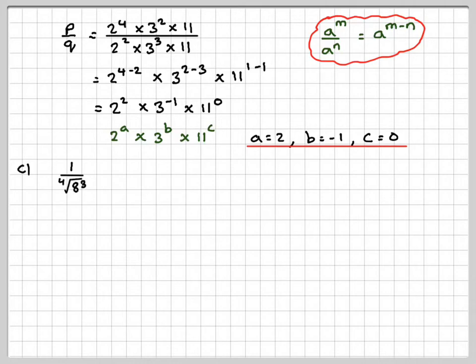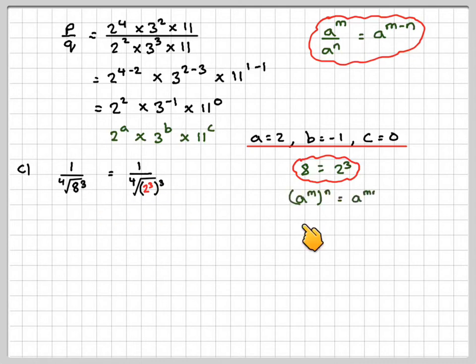Now the final part, we've got 1 over the fourth root of 8 cubed. We've got to express it as a power of 2. So we've got 8 is equal to 2 cubed. So we'll replace 8 with 2 cubed. So we get 1 over the fourth root of 2 cubed, but we still have to cube that because we had 8 cubed here. Now using the rule of indices, it says that a to the m to the power of n is the same as a to the m times n. So this will become 2 to the 3 times 3, which is 2 to the 9.